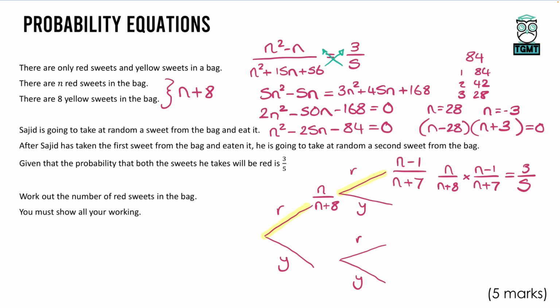Now in this scenario, where n is a real life thing, we can't have negative 3 red sweets. So our solution has to default to this positive value. So the answer here, n is equal to 28, and that is the number of red sweets in the bag. And there we go, that is working with a probability equation.